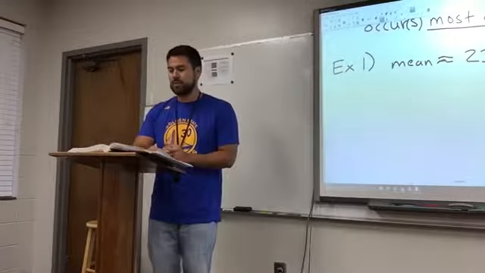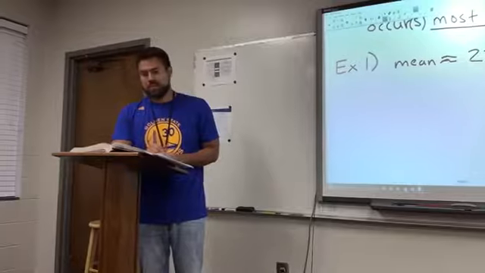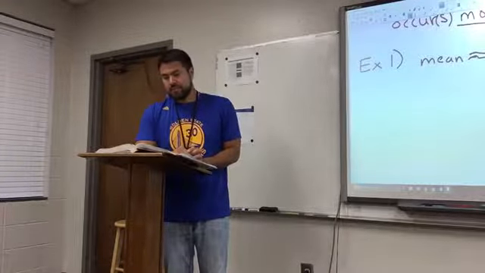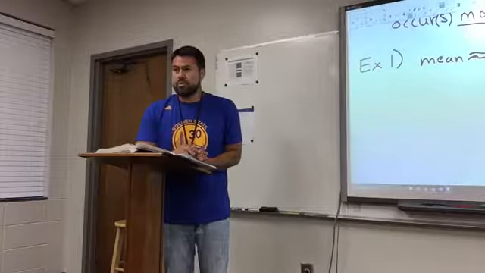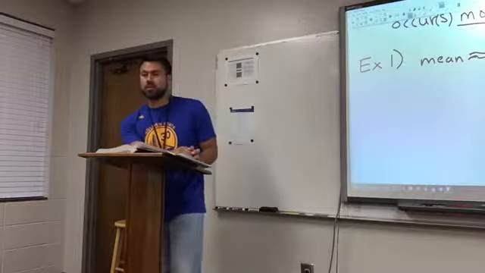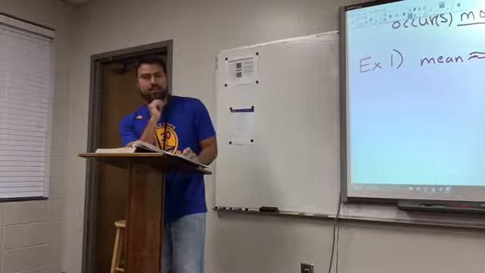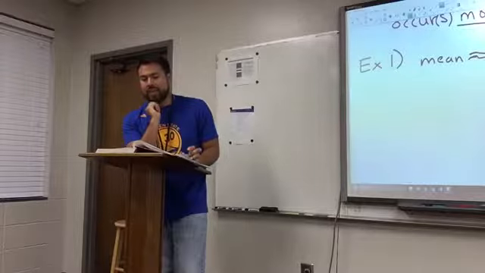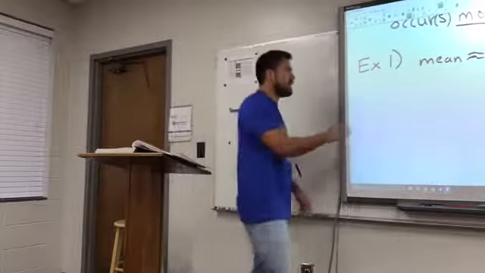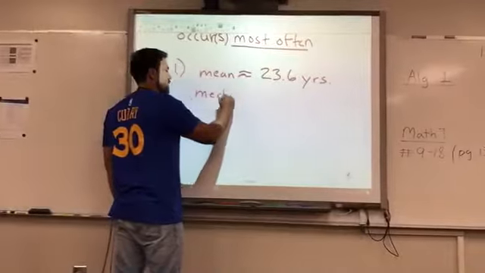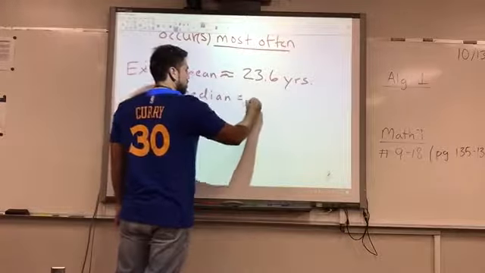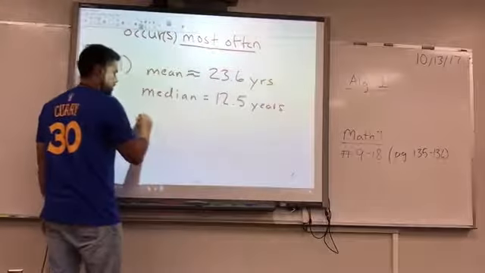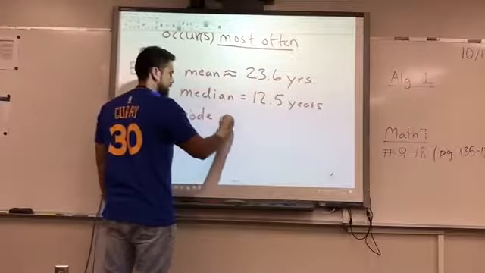And what's the median? Someone get that one? I think it's 15. It's not 15. Yeah, there are 8 numbers, so you have to find the average of the 2 middle numbers. Matt? 12 and a half, 12.5 years. So the median is exactly 12.5 years. And in this case, the mode, yeah, you would say none, and that's okay.